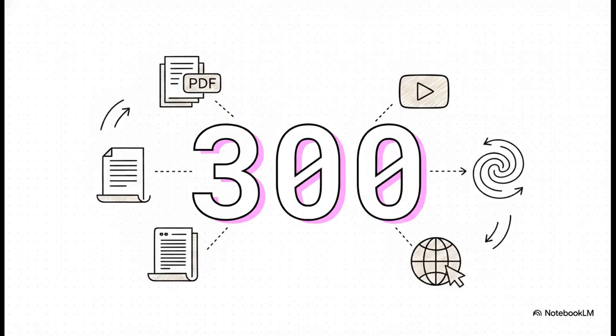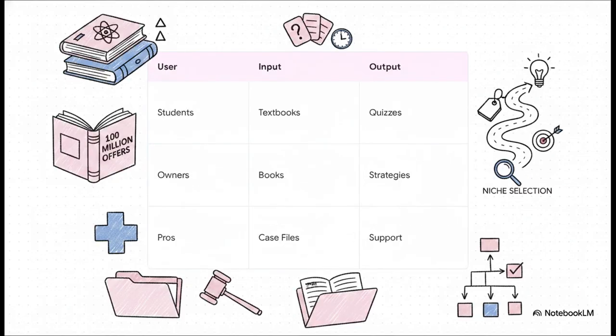And the scale of this thing is just mind-blowing. You can upload up to 300 distinct sources into a single notebook. 300. We're talking PDFs, YouTube links, text files, and website URLs, all merging into one insanely customized, highly intelligent knowledge base. To put that into perspective, let's look at how different people can use this.